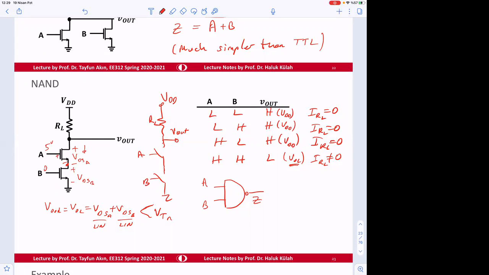Teşekkürler hocam. But it's not critical. You cannot really say what the state of this transistor is if this is floating. But you know that no current is passing, IDS is equal to 0. Okay.